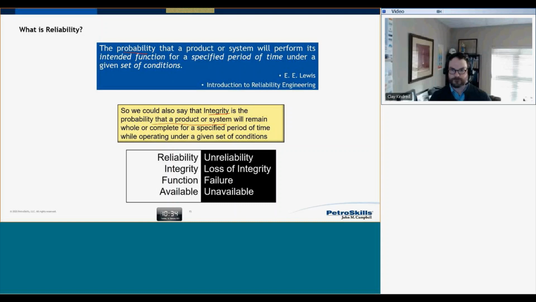That means there must be a relationship between probability of failure and reliability. What we've got is this. Reliability, remember it's a function of time, is 1 minus the probability of failure. That's important because we're going to come back to that and we're going to use it again.